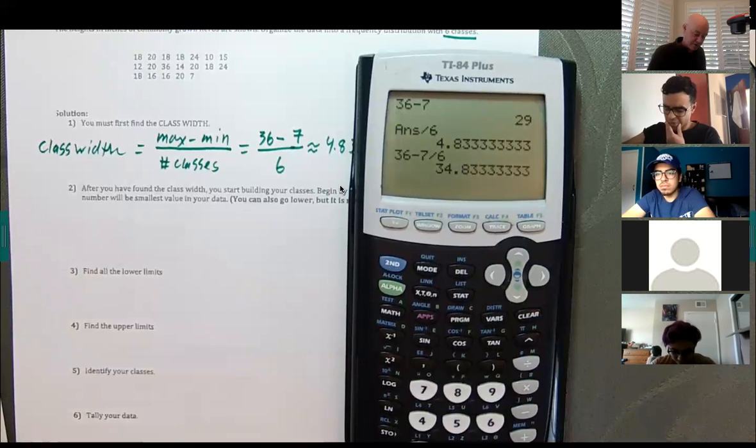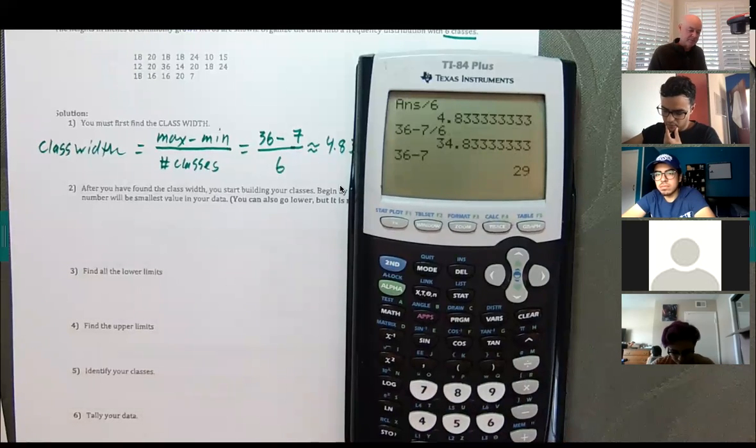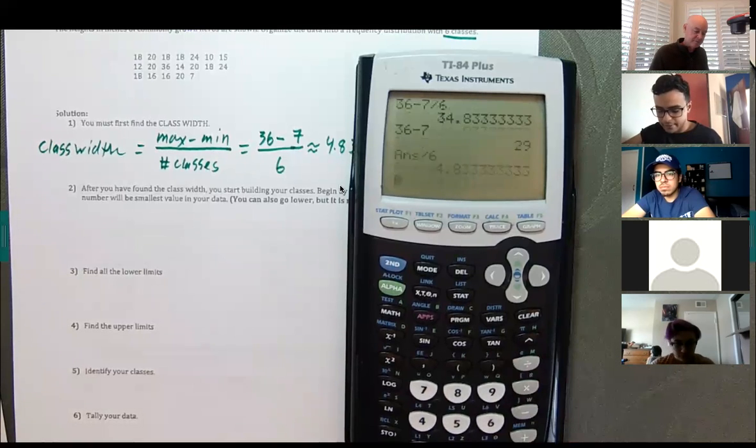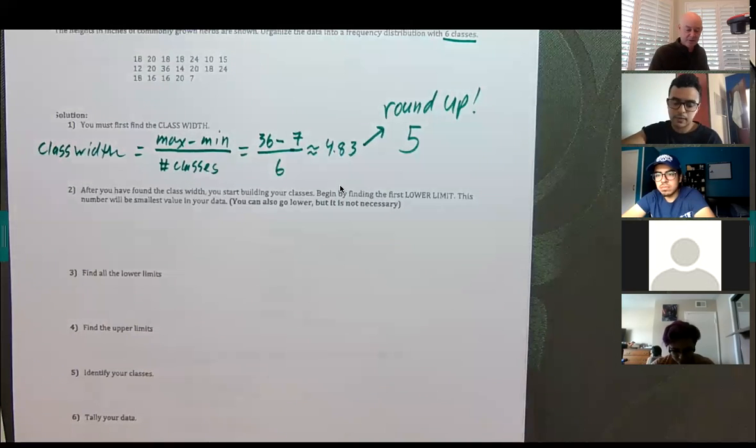Okay. So let's try it again. So just 36 minus 7 equals. Then divide by 6. Yeah, okay. I'm getting it now for some reason. Sorry about that. That's okay. That's the thing with these machines here. If it's wrong, it's 100% user error.